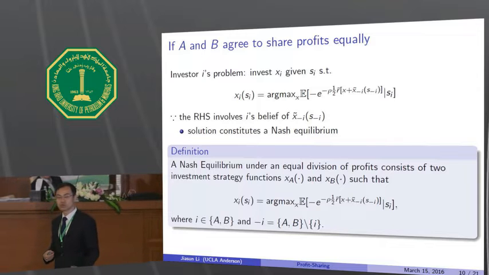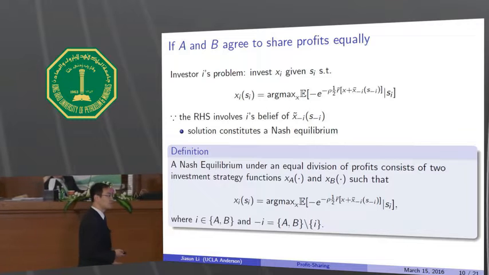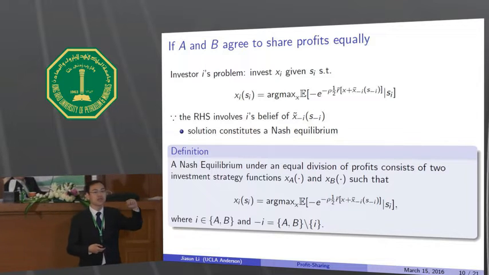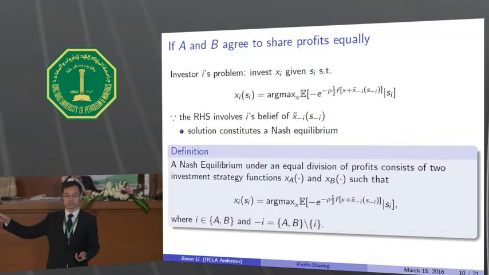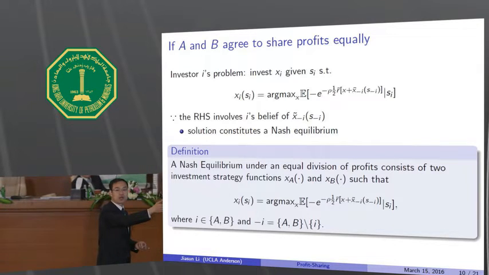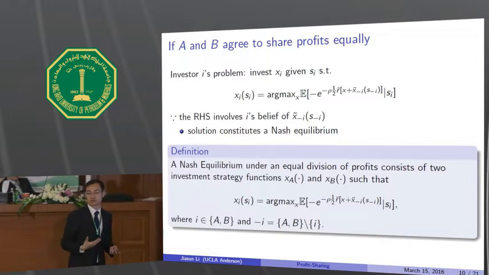So then I have to form a belief of what Bill thinks based on my own private information. So the solution will look like a Nash equilibrium. So the definition of this Nash equilibrium then would be that given the correct belief of what the other investor is going to do, given each private information, I myself am going to choose the optimal investment amount.